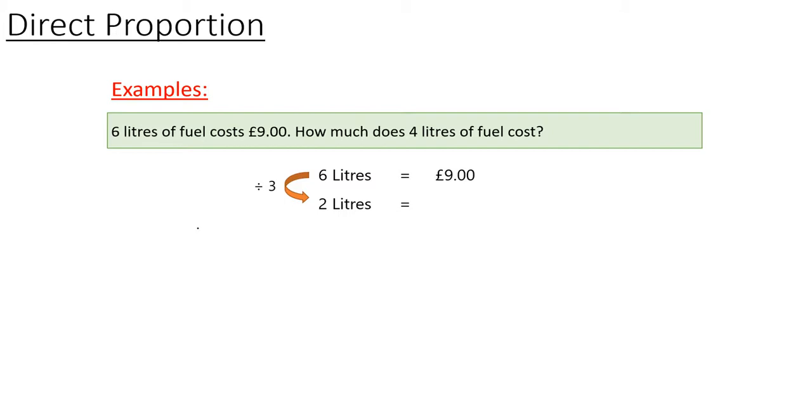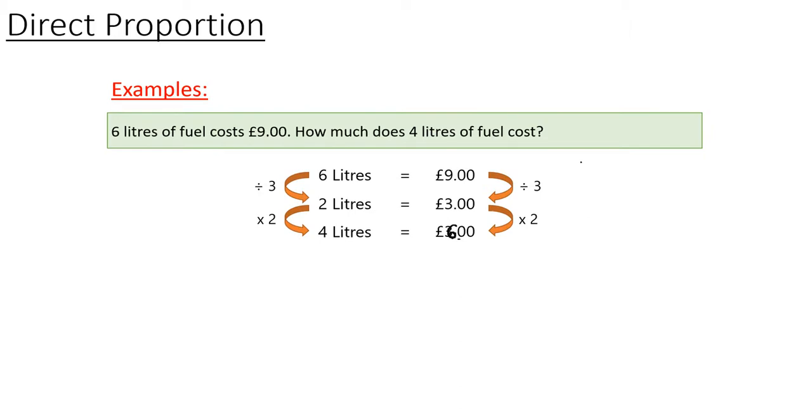So 6 divided by 3 gives us 2 litres. So we have to do the same thing to the other side. So 9 divided by 3 gives us £3. So 2 litres equals £3. But we need to find out 4 litres. So what do we have to do to 2 to get to 4? We multiply it by 2. So 2 times 2 gives us 4. And then therefore we have to do the same to the other side. So £3 times by 2 gives us an answer of £6. So our answer was £6 for this one.